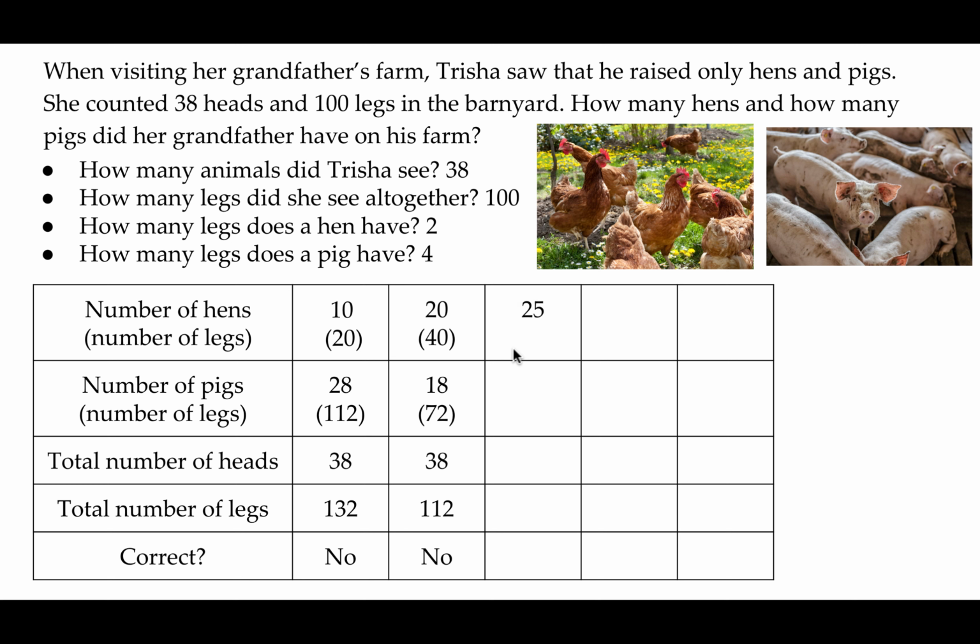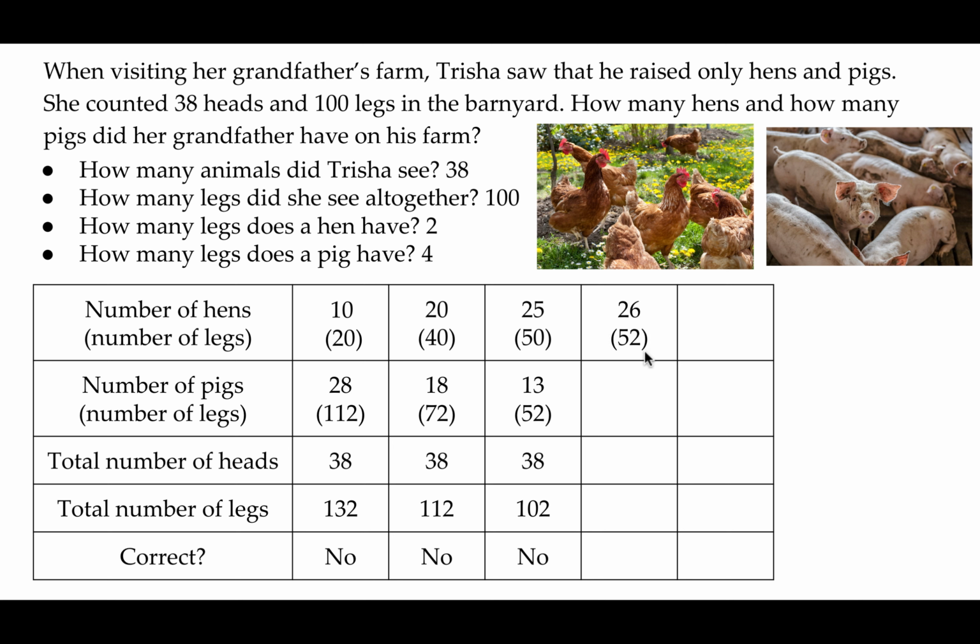So let's say 25. If I have 25 hens, 25 multiplied by 2 is 50. And the difference between 38 and 25 is 13, and 13 multiplied by 4 is 52. The total number of heads is the sum of 25 and 13, which is 38, and the sum of 50 and 52 is 102. I'm not correct, but I'm really, really close. I'm just 2 over. So let's increase the number of hens by 1 more and say 26 hens.